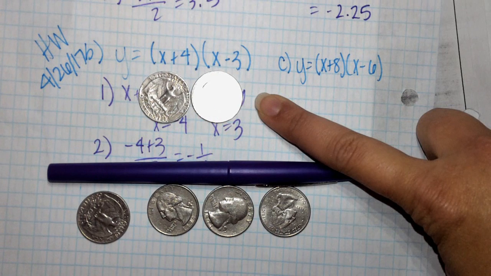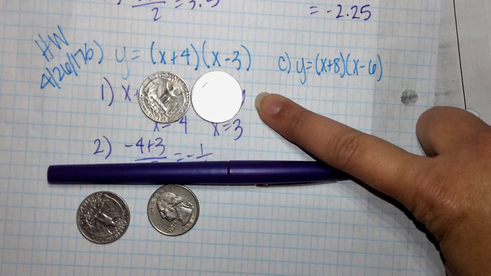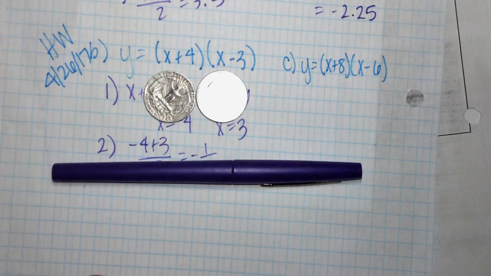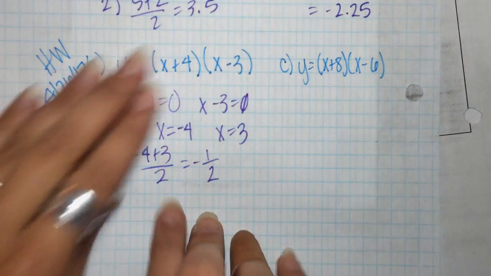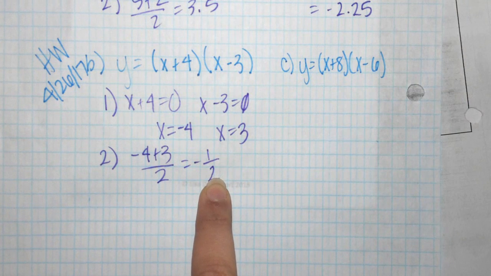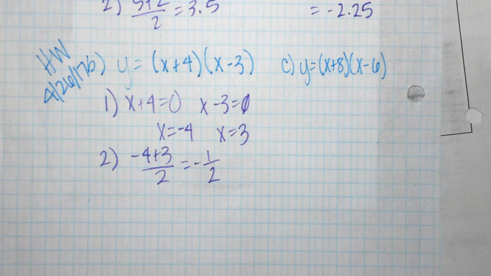What if you took 2 away from the bottom? What would that be? This would be 1. Now, if you got negative 1/2 as your answer, is that the same thing as negative 0.5? Yeah.